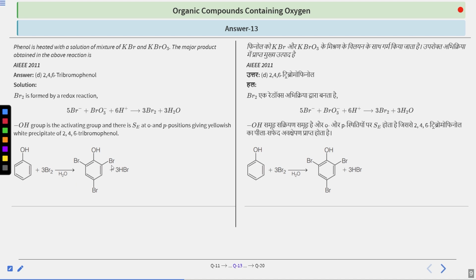Okay, and then we will get 2,4,6-tribromophenol as our main product, right? And three molecules of HBr as a side product. So thus the product is basically 2,4,6-tribromophenol, and thus we have our correct answer as option D. Okay, let's move on to our next question.